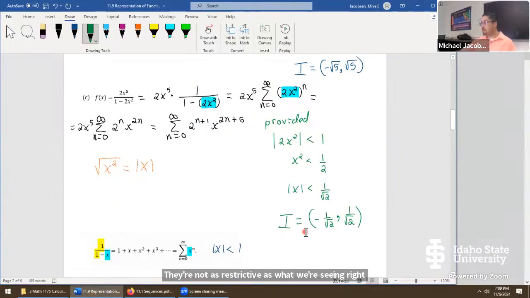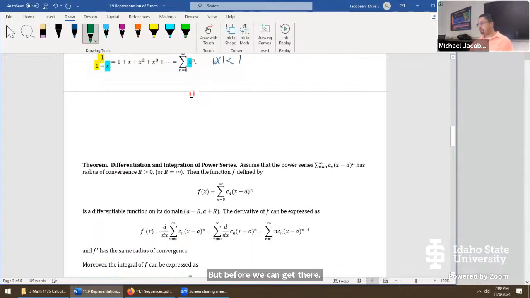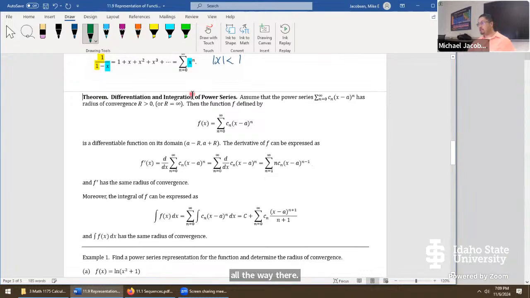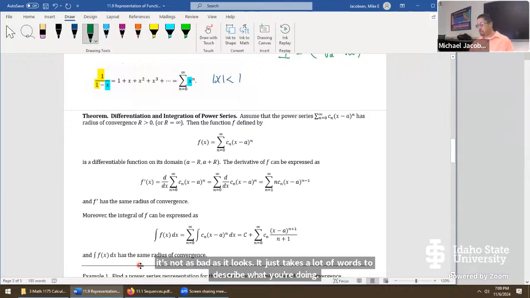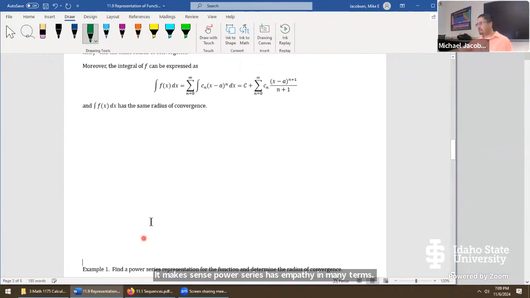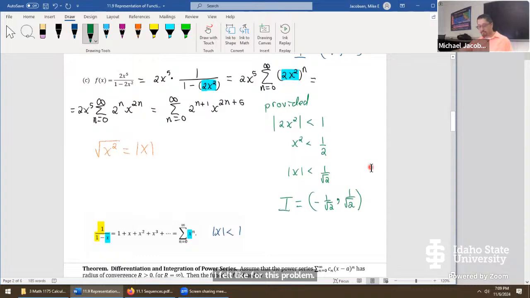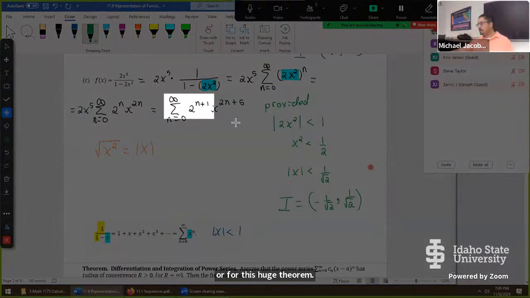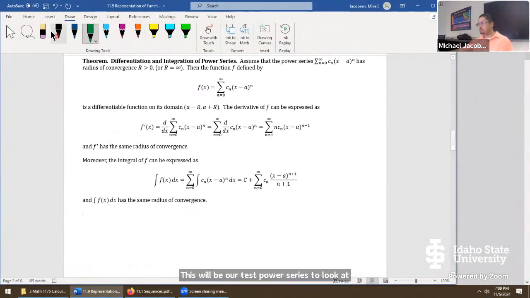So we're starting to get really close to those big punchlines for chapter 11. But before we can get all the way there, we need to deal with this big old theorem, differentiation and integration of power series. So it's not as bad as it looks. It just takes a lot of words to describe what you're doing. It makes sense. Power series has infinitely many terms, so there's lots of complexity going on. For this huge theorem, let's think of it in terms of that. This will be our test power series to look at this theorem under.